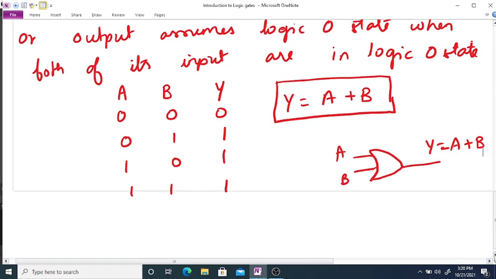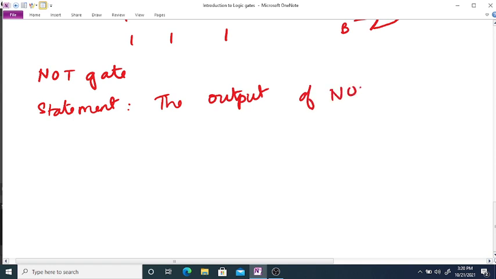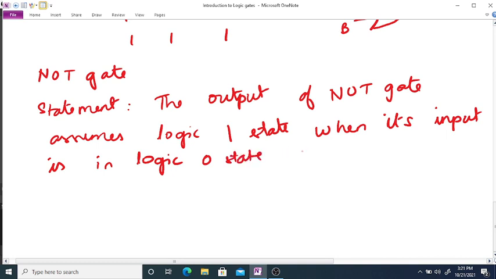Now, lastly we have NOT gate. Now, for NOT gate the statement will be the output of a NOT gate assumes logic 1 state when its input is in logic 0 state and vice versa.